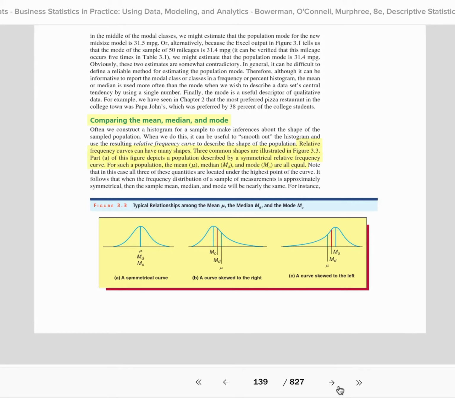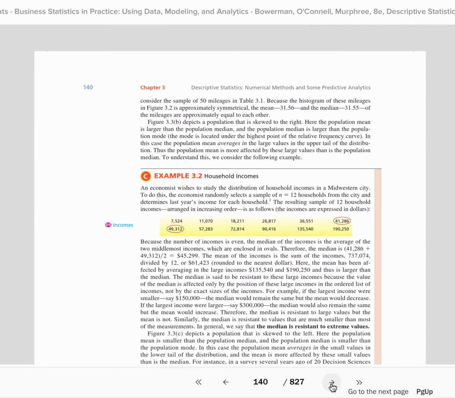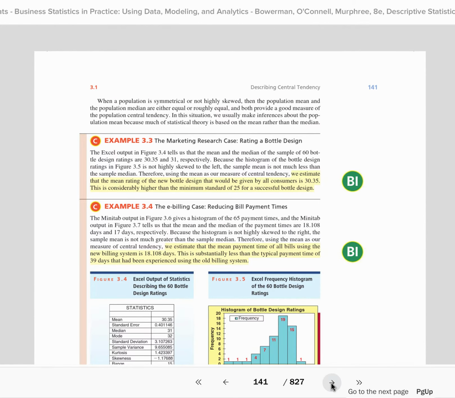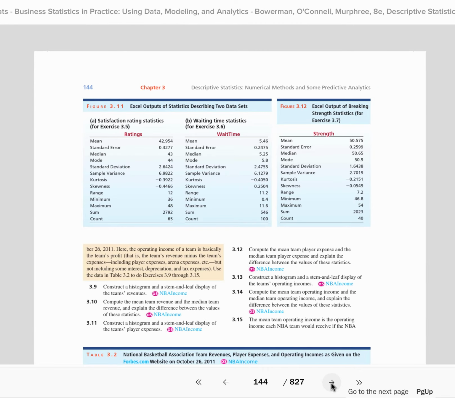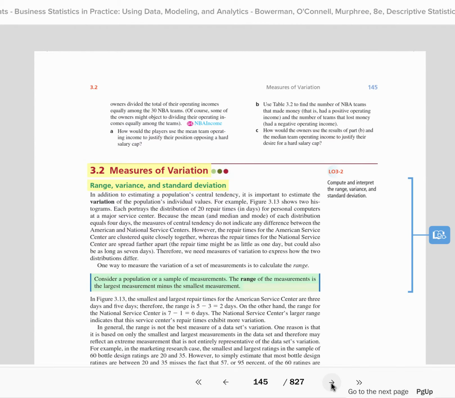Okay, so we're going to start with video 2 for chapter 3. I assume you practiced with all those exercises after our first video. And we're going to start with the measures of variation.